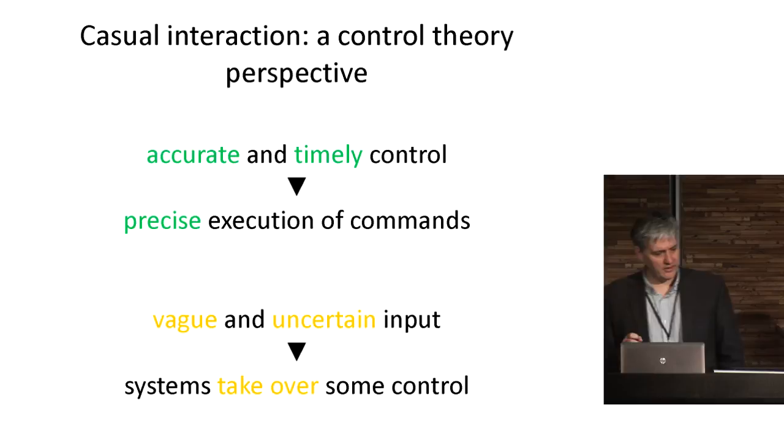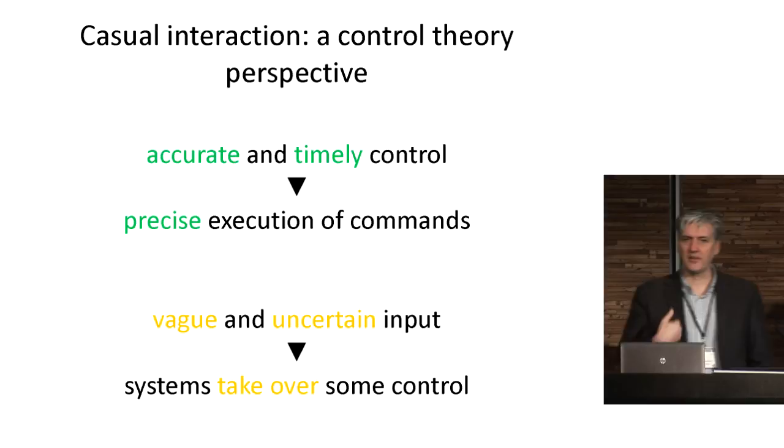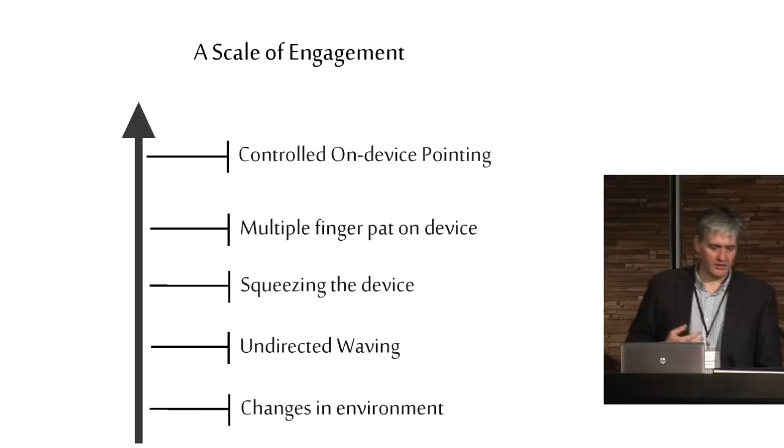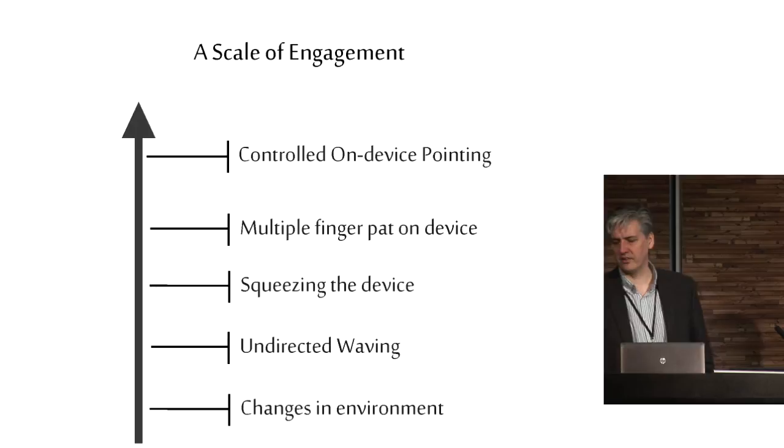So if you view the engaged end of the spectrum as having accurate and timely control, which means precise execution of commands, vague and uncertain input would be the system having to take over some control. And you could imagine a scale of engagement from low to high, where you've got general changes in the environment sensed by some smart sensors around. You might have undirected waving activating something, but not precisely what. Squeezing the device might be, you know, my phone could ring and I could just give it a quick squeeze.